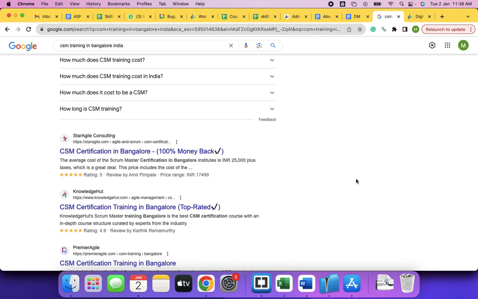Which is attractive and offers which is comfortable for us. Which is basically solving your problem, solving your pain points, or which is the solution for your problem. Correct? So that can be a CTR trigger.